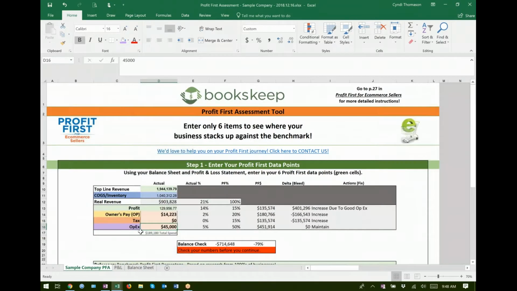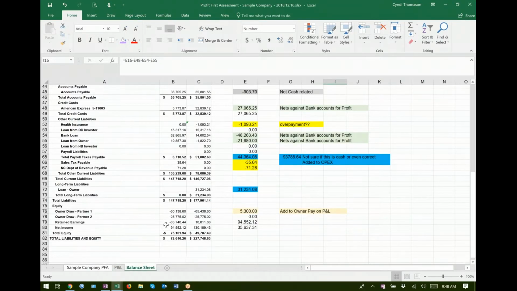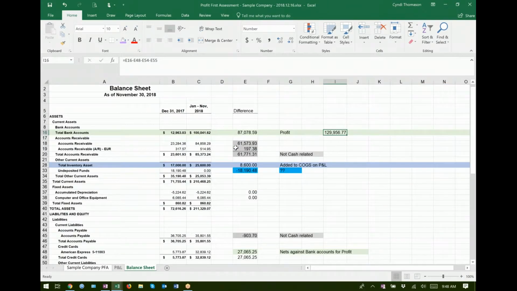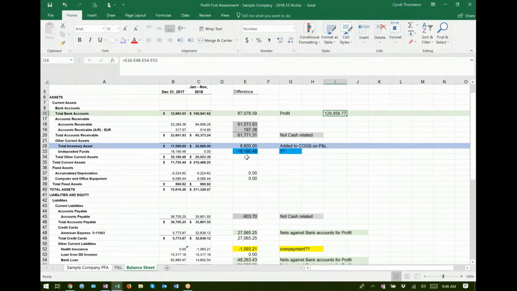So let's just go through the balance sheet. This is where we just want to be sure we've got everything. We've taken into account our profit. We don't have to take into account accounts receivable. That's not really related to our cash. We've got the inventory assets taken care of. Then there's something listed here called undeposited funds. Not really sure why the business would have undeposited funds, so it's a question mark, and I've highlighted it.